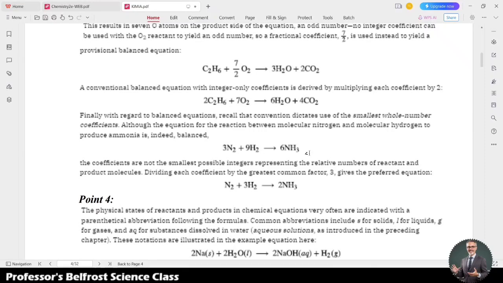But how about if we find this equation? This is balanced. You see we have 6 nitrogen on the left side, 6 nitrogen on the right side, and we have 18 hydrogen on the left side, also 18 hydrogen on the right side. But this is not the smallest whole number, because actually we can simplify it further by dividing the coefficients by 3. We need to do this because there's a convention that we use the smallest whole number coefficients. We learned it in chapter 1. So we need to represent it with the smallest possible integers. So the correct equation is N2 plus 3H2 makes 2NH3.